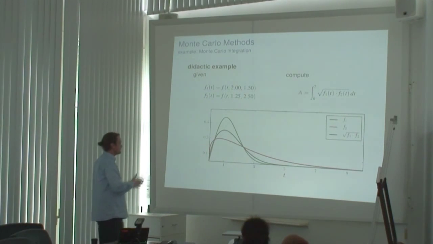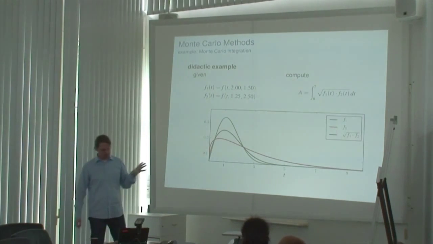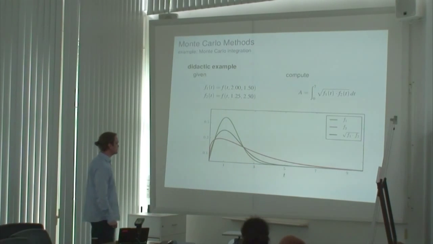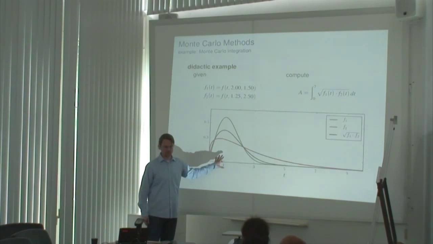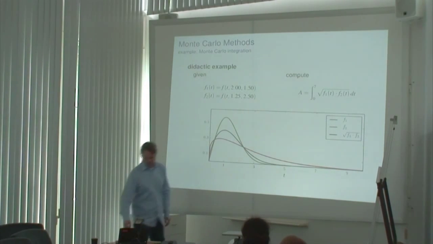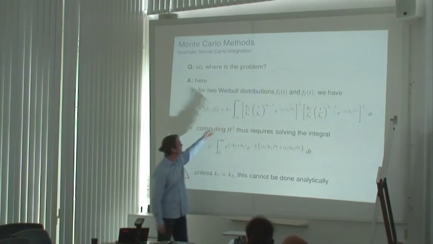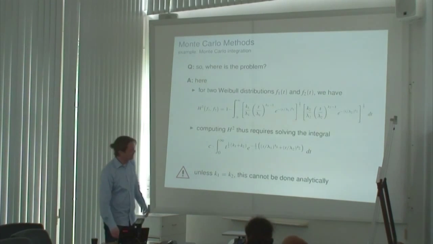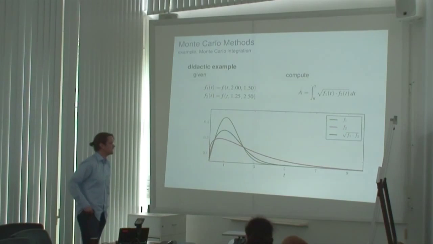Right. And for this example, we are thus dealing with the problem that if we want to compare the red and the green curve, we basically need to compute the area under the black curve. Right? Because this area features prominently in the Hellinger distance. So if we can compute this area, we can compute the distance between the red and the green curve.